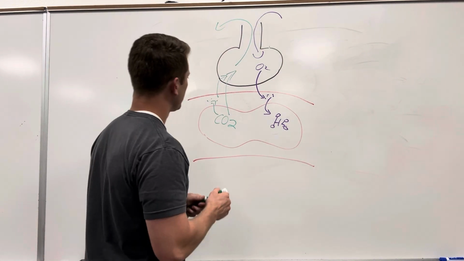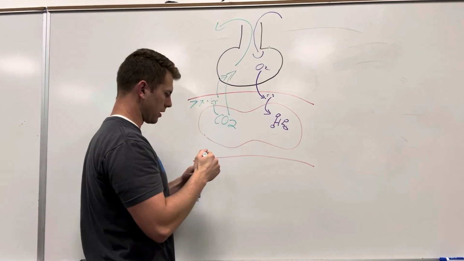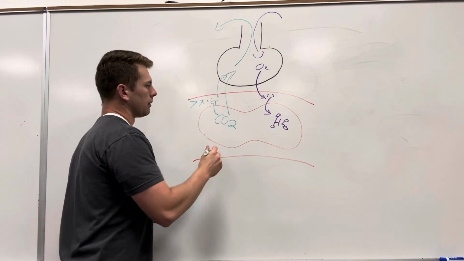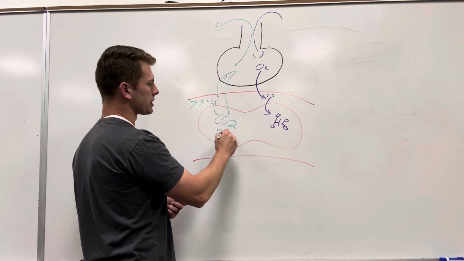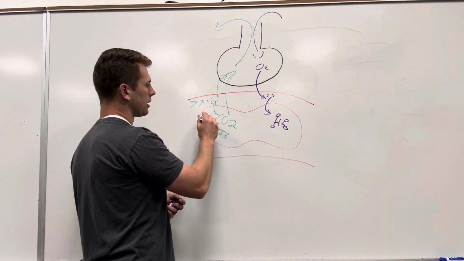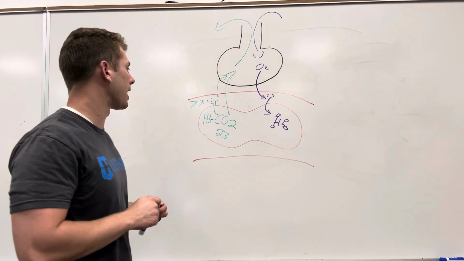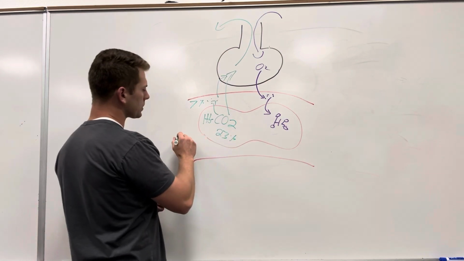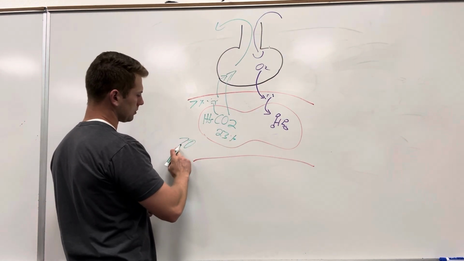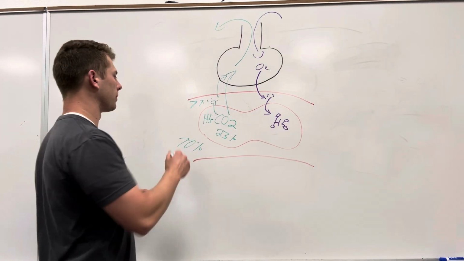CO2 in the tissues makes up about 7% of all the CO2. We have another 23% here in the red blood cell, and it actually attaches to hemoglobin. I'll explain a little more about that in a bit. 23%. And then most of it, 70% of it, is just in its bicarb form, HCO3.